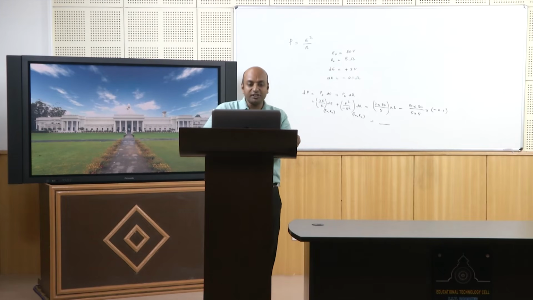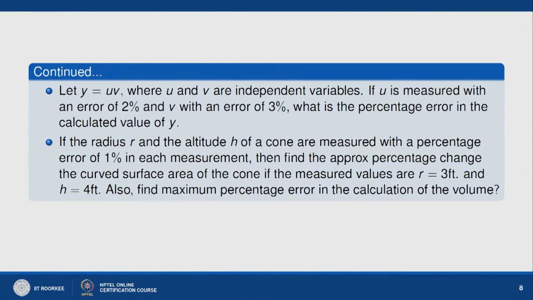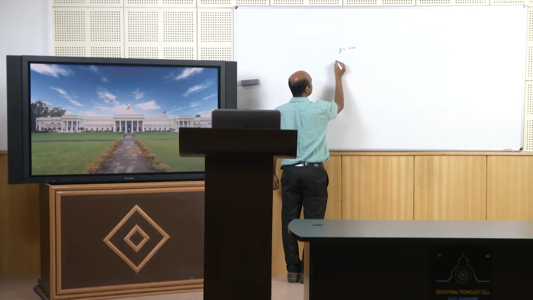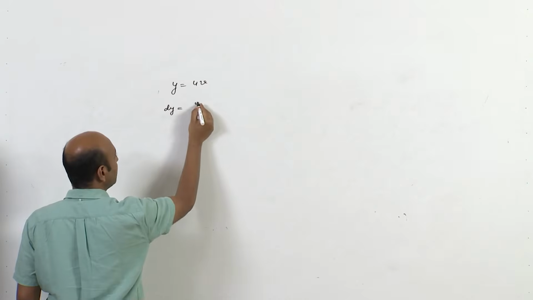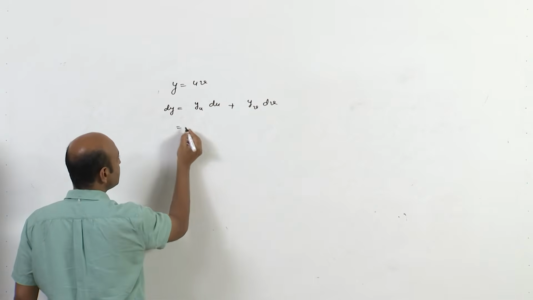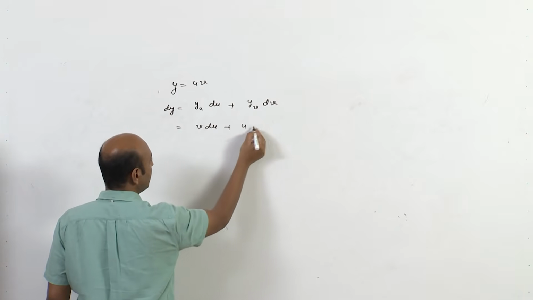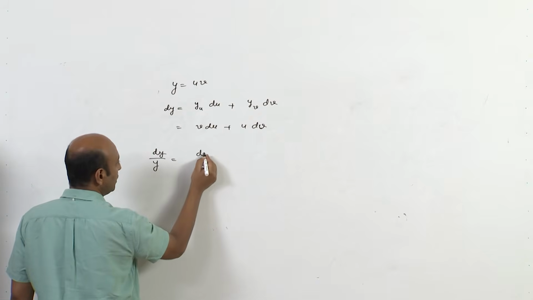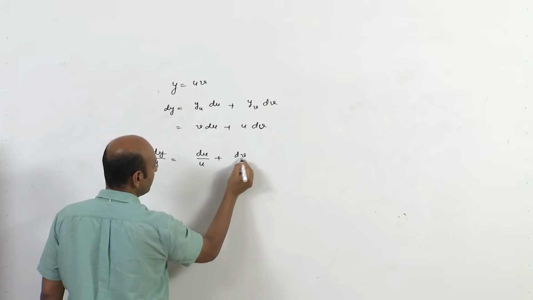Now the first problem of the next slide is: say y equals uv, where u and v are independent variables. If u is measured with 2% error and v is measured with 3% error, what is the percentage change in the value of y? It is a very simple problem. So, here y equals uv. So, dy will be y_u into du plus y_v into dv, that is v du plus u dv, and what is dy upon y? That will be du upon u plus dv upon v.